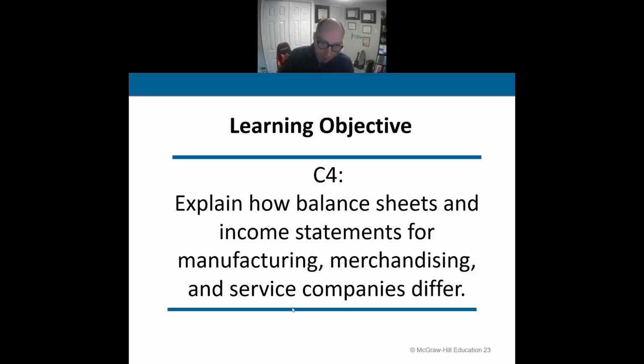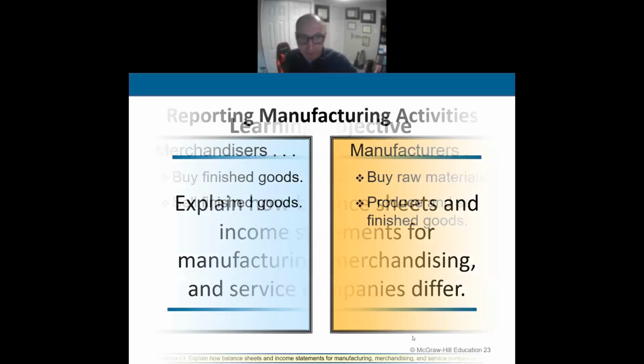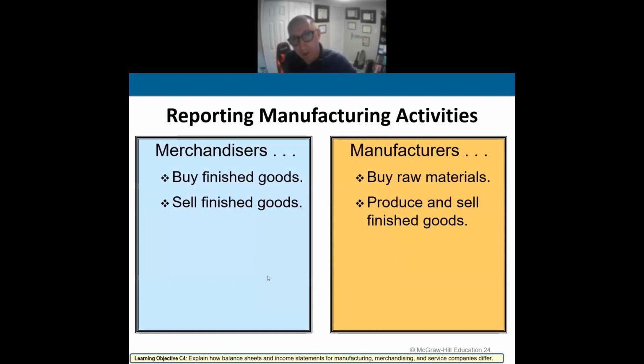Let's talk about the financial statements, balance sheet, income statement. And I'm going to show you the differences between manufacturing businesses, merchandise businesses, retailers, and service companies. Remember your statements. Okay.